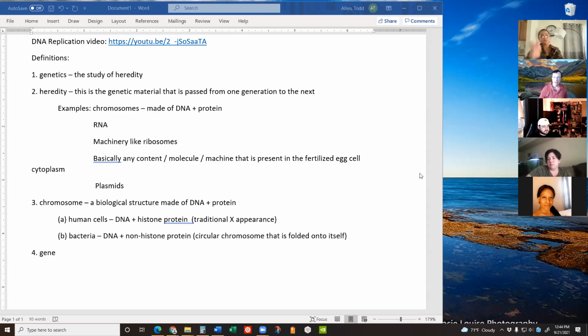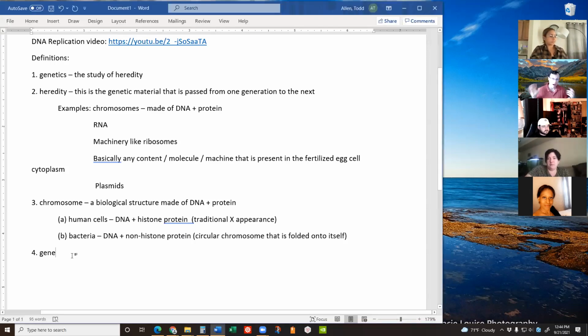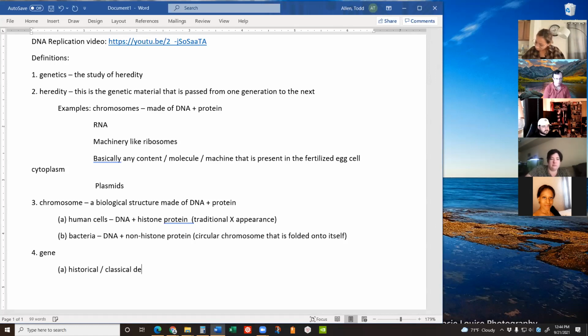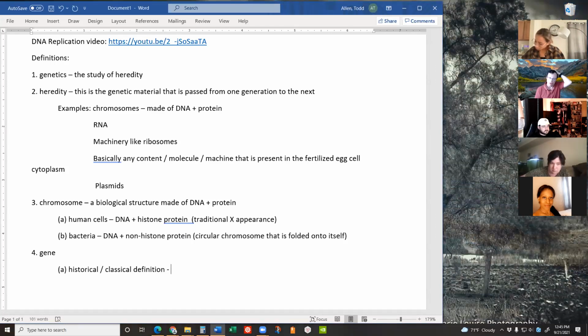I think the best way I can do that is to give you multiple definitions of what genes have traditionally been considered by biologists. Okay, so I'm going to give you the historical or classical definition. The historically correct definition is that a gene is a sequence of DNA nucleotides that tells the cell how to manufacture a protein.